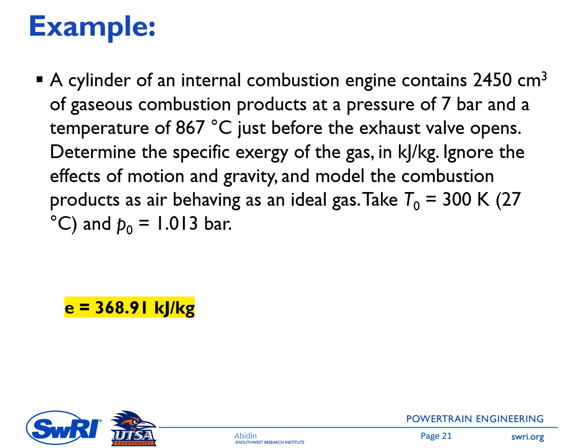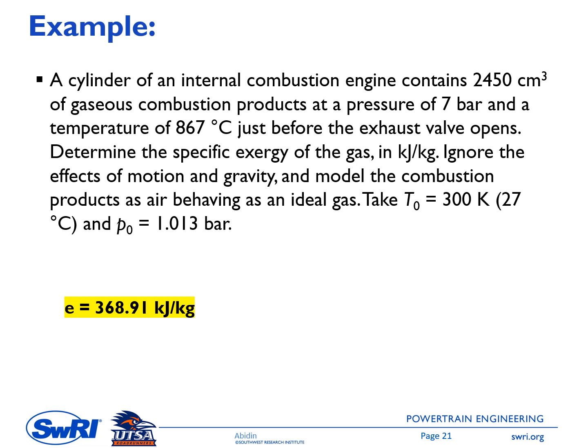Next example, here we have a cylinder of an internal combustion engine. So it contains 2450 cubic centimeters of gaseous combustion products. So this will be the system, and this system has a pressure of 7 bar and a temperature of 867 degrees C just before the exhaust valve opens. Then the question is to determine the specific exergy of the gas in kilojoule per kilogram.